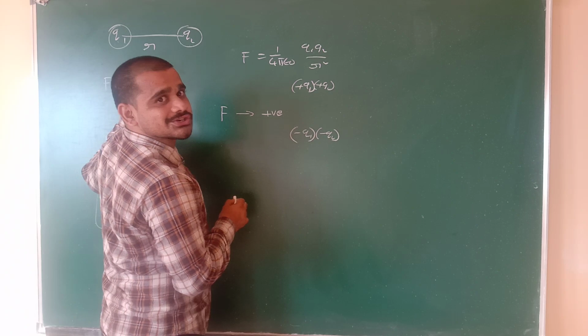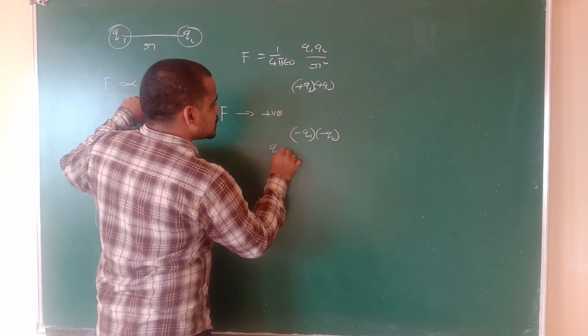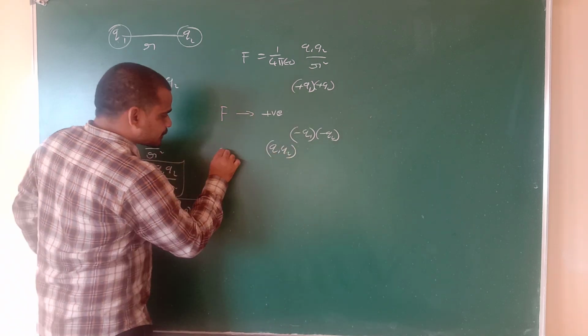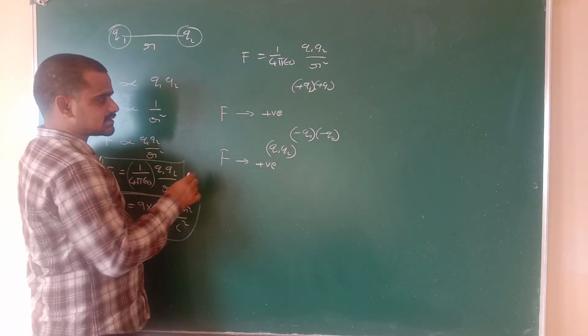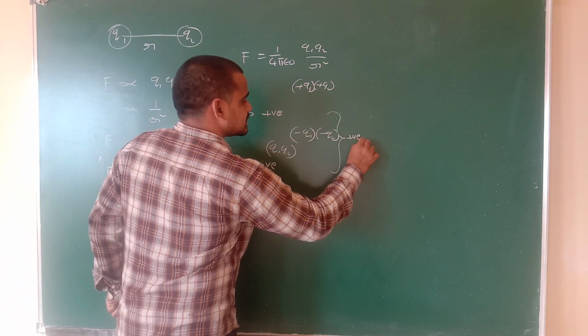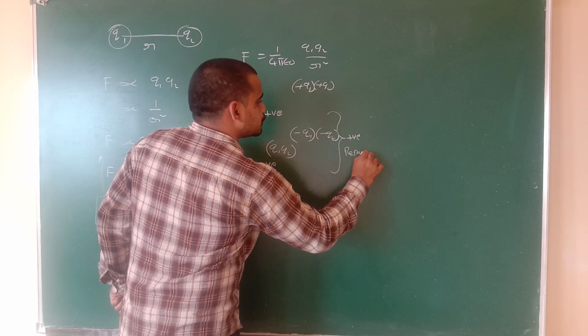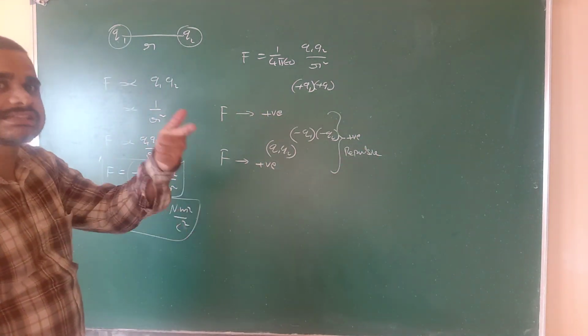Minus Q1 minus Q2. Minus times minus gives plus, so again you are getting Q1 Q2 and the force becomes positive only. Very important point here: force is positive means it's a repulsive force. Remember the point. Force is positive means repulsive.